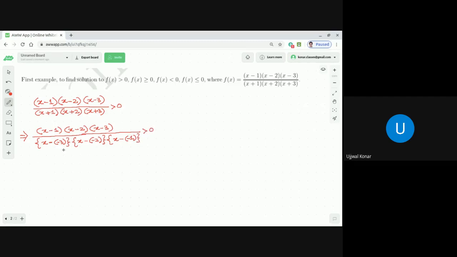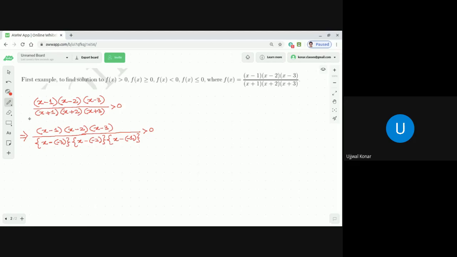Why do I write first minus 3, then minus 2, then minus 1? Because this is the sorted order. Minus 3 less than minus 2 less than minus 1. That's why we wrote the denominator in that order. Similarly, in the numerator, if you see, dear students, x minus 1 into x minus 2 into x minus 3, so 1 less than 2 less than 3, in that way. So far it is well understood. So this is what you need to express first.